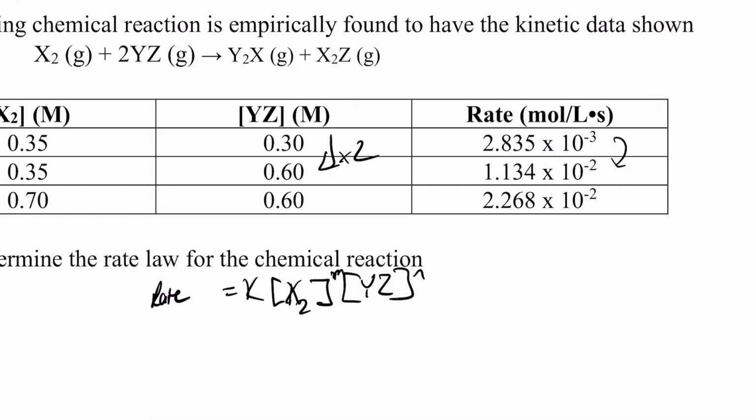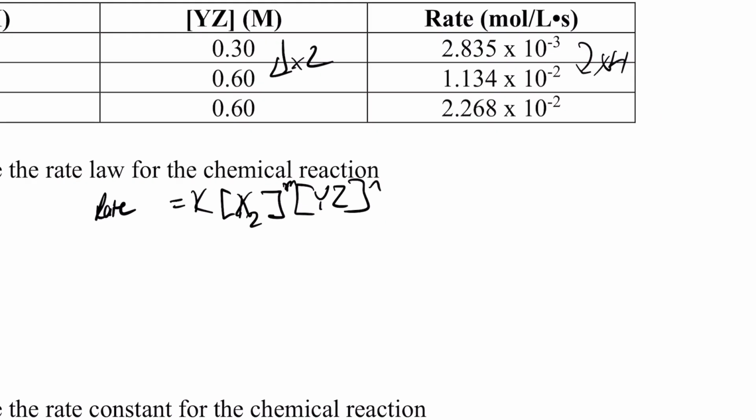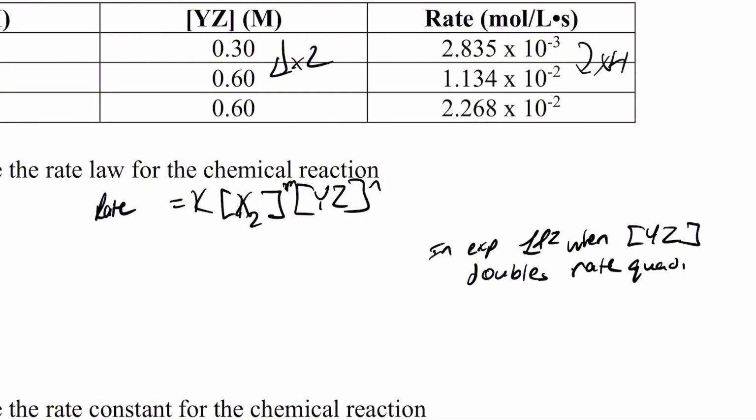Yeah, let's do that. Divided by 2.835 times 10 to the negative 3, and you get 4. So that means it's multiplying 4 for 4. That means that this has to be n. So in experiment 1 and 2, when the concentration of YZ doubles, rate quadruples. Therefore, concentration of YZ is second power, right?